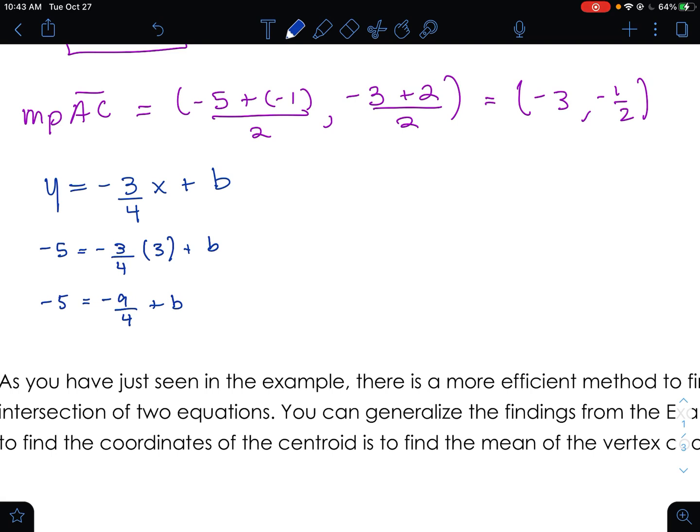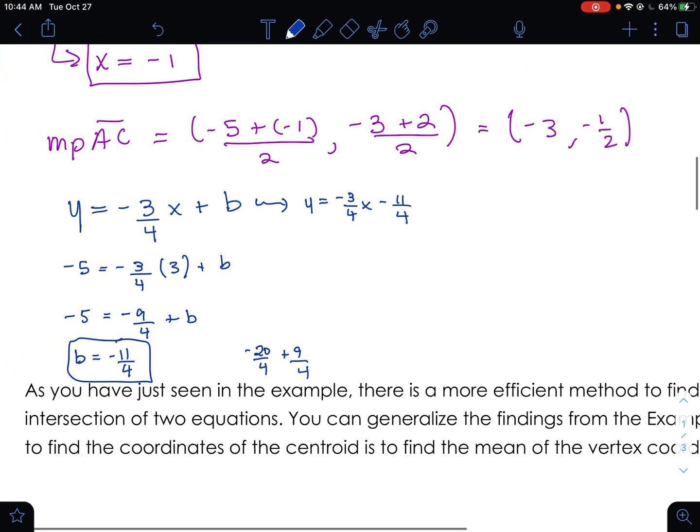We have negative 5 is equal to negative 9/4 plus b. And to find out what our y-intercept is, we would add 9/4, and we would get b equals negative 5 plus 9/4, which would be negative 20/4 plus 9/4, which gives you negative 11/4. Okay, so our equation for that second median is y equals negative 3 over 4x minus 11 over 4.